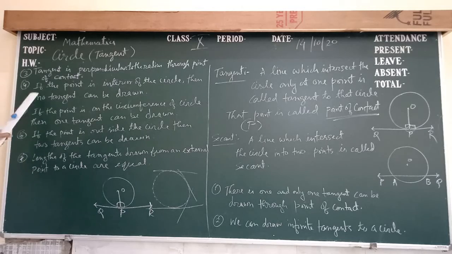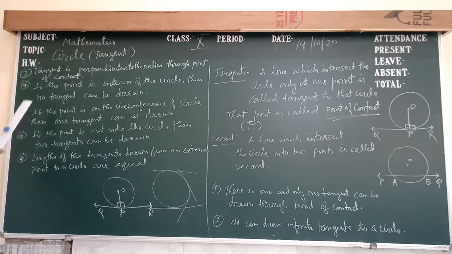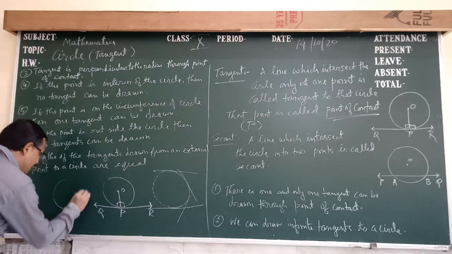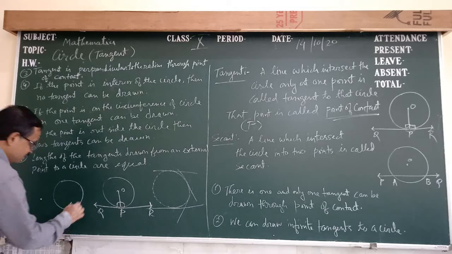Now number 4. If the point is interior to the circle, then no tangent can be drawn. Now the question comes whether the point is inside, outside, or on the circumference of the circle. That means how many tangents we can draw, that we will decide. If the point is inside, if the point is outside, if the point is on the circumference.